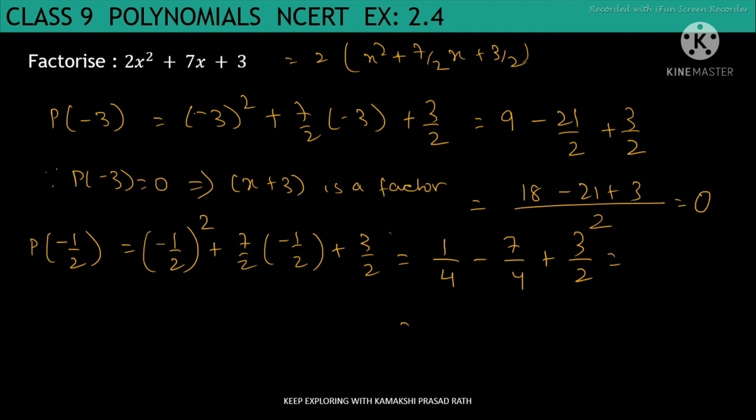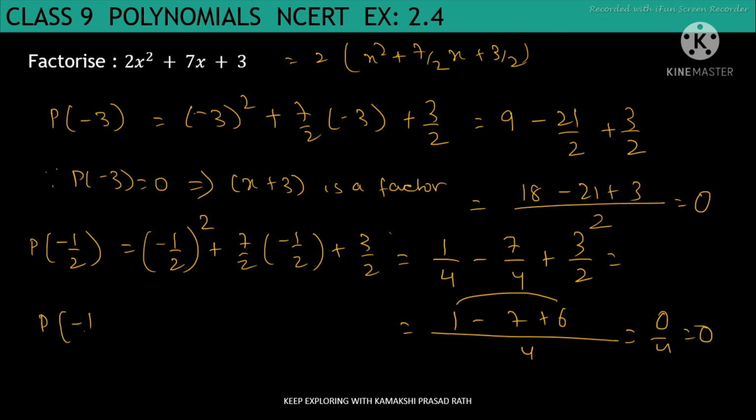So we'll take out the LCM here. LCM comes 4. So 1 minus 7, 2 2s are 4, so 3 2s are 6. 1 plus 6 is 7. 7 minus 7 is 0 by 4. We get 0. So here also we get P of minus 1 by 2 is 0. So we can say x plus 1 by 2 is a factor.